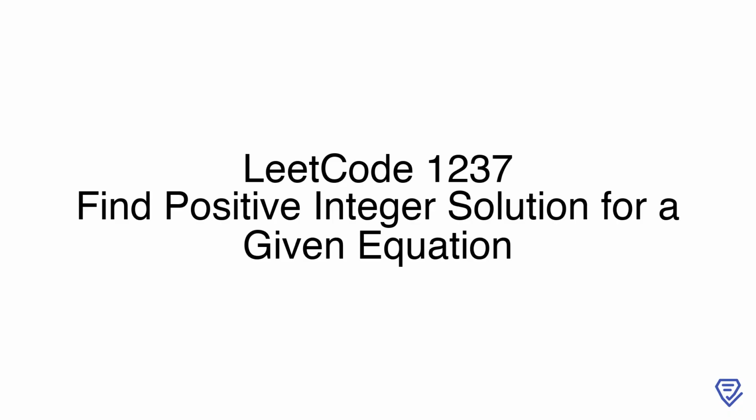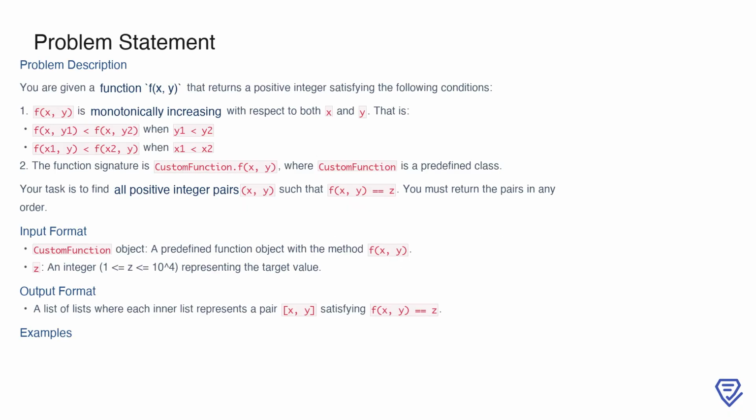Let's dive in. In this problem, you are given a function f(x, y) that returns a positive integer. This function has two key properties. It is monotonically increasing with respect to both x and y. This means that as x increases, the value of f(x, y) also increases, and as y increases, the value of f(x, y) increases as well.